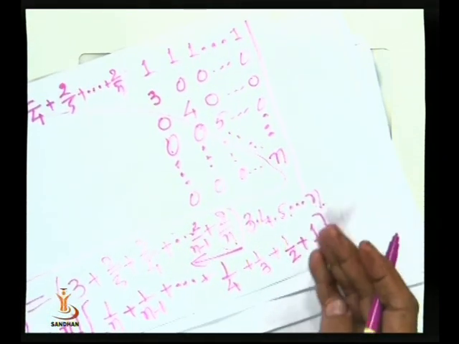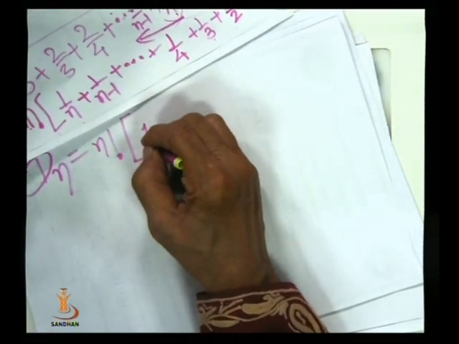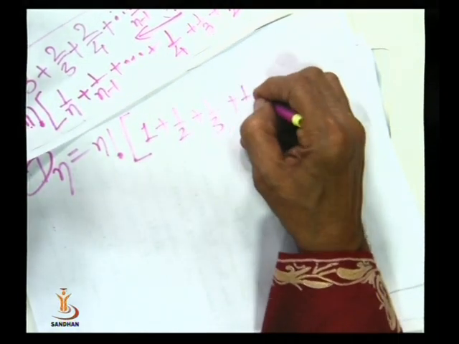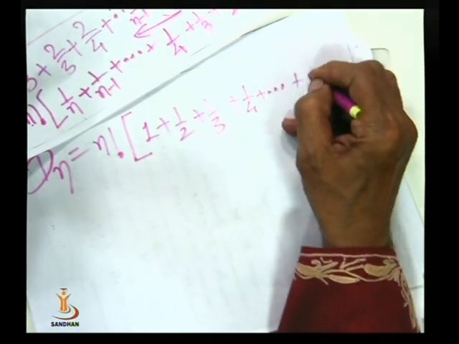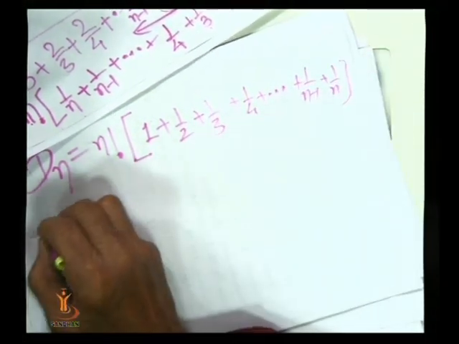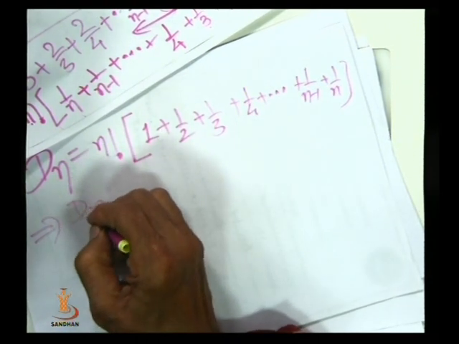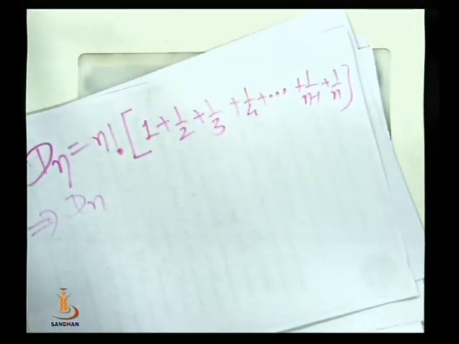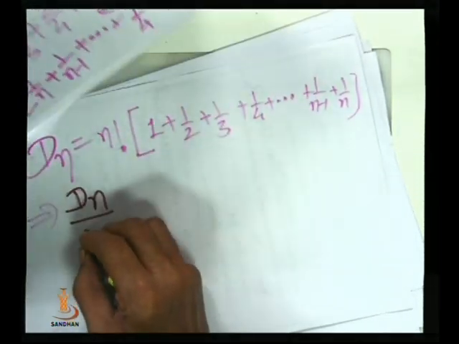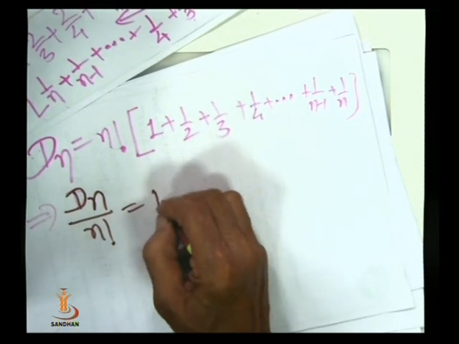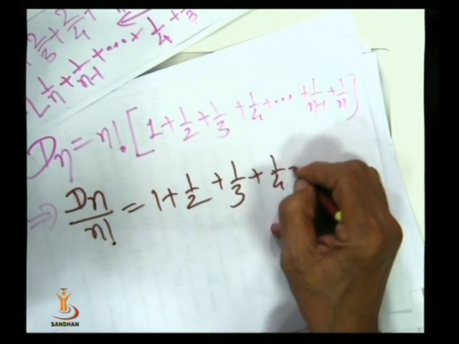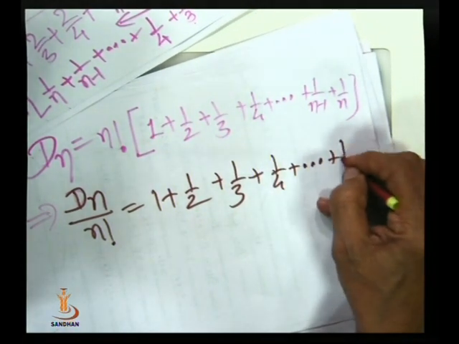Now I will write this way. So 1 first, then 1 half, then 1 upon 3, and 1 upon 4, and so on and so forth. Last is 1 upon last but 1 and last. So this gives dn upon n factorial is 1 plus 1 half plus 1 upon 3, 1 upon 4, and so on and so forth, 1 upon n.